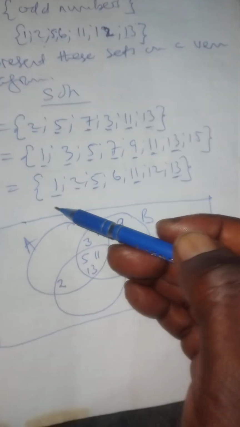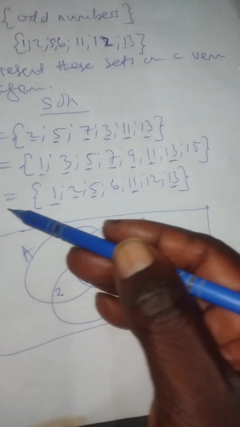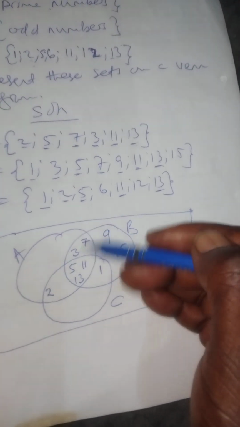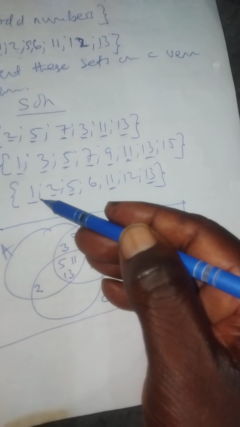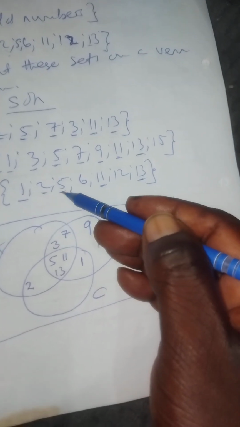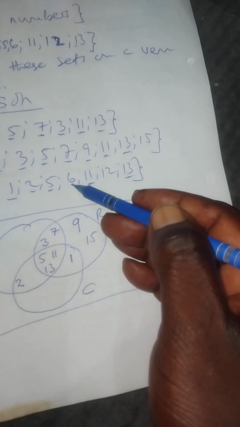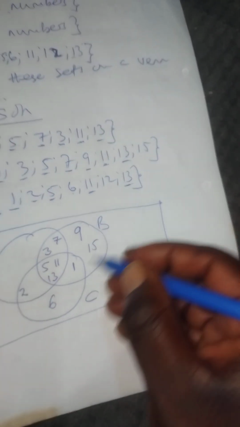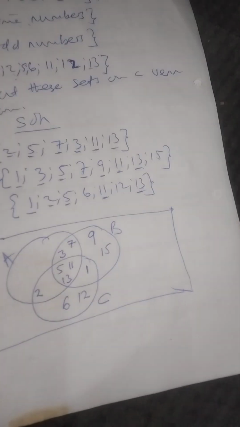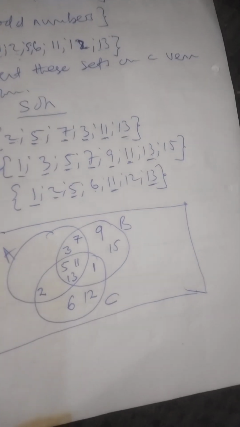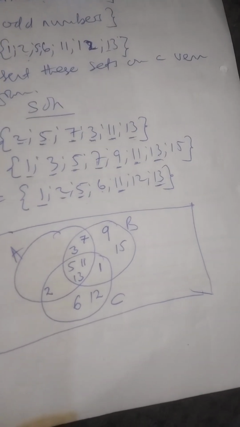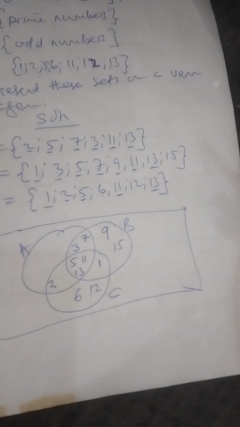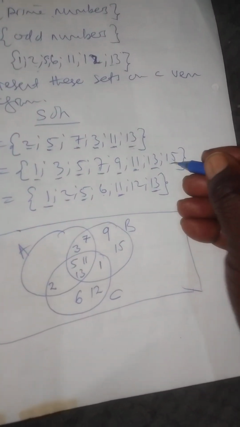Then we have C. Which elements are found in C which have not been included here? So we have 1, 2, the 5 done, 6 is not yet. So write 6 here. We also have 12, not yet. You see now. If you look here, now you have put all the elements in A, B, C. They have all been listed down.